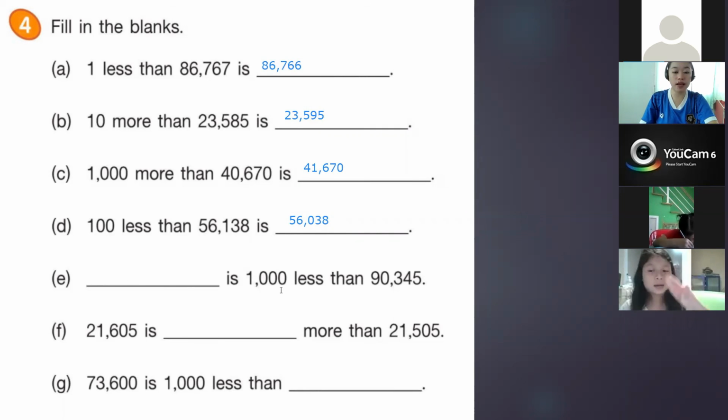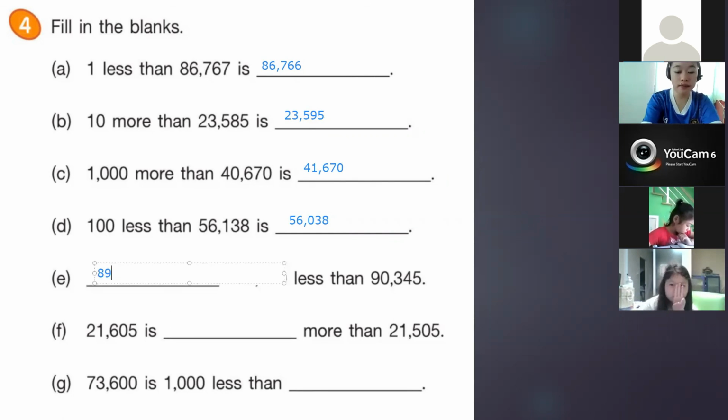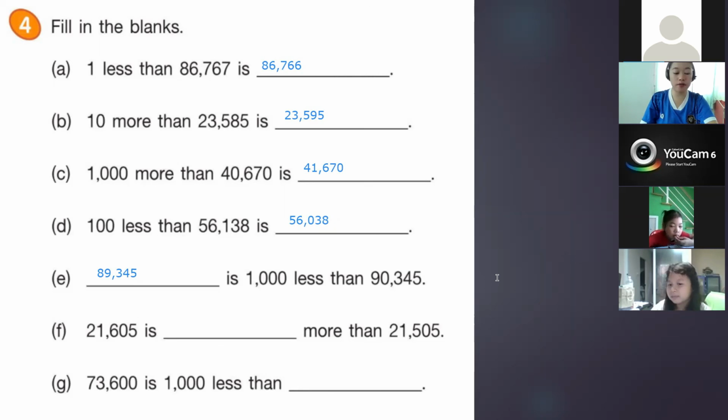blank is 1,000 less than 90,345. Okay, so we have 90,345 minus 1,000 is equal to 89,345. Okay, let's proceed to letter F. We have 21,605 is blank more than 21,505.